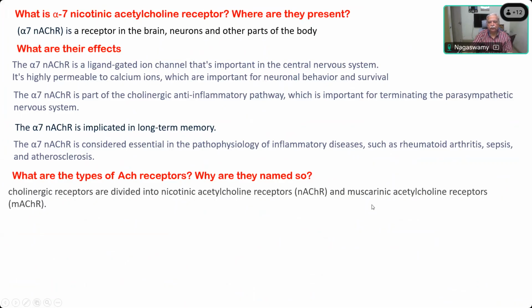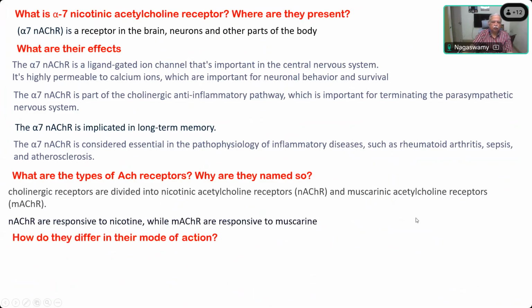What is muscarine? It's a toad poison. Nicotine is present in tobacco, all of us know that. So a nicotine extract and an extract of toad poison called muscarine were injected, and they found the receptors having different structures responded differently. So the nicotinic receptors are responsive to nicotine, and muscarinic receptors are responsive to muscarine, which is a toad poison, and that is the reason why they are named so.